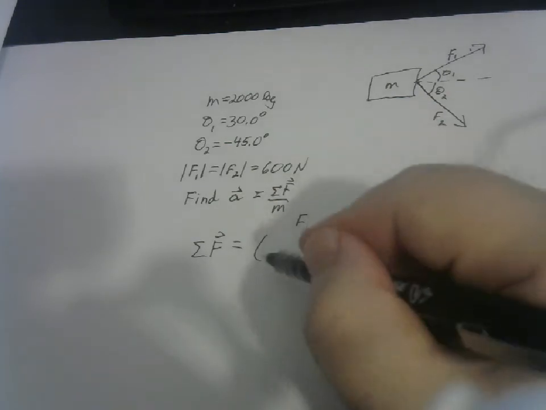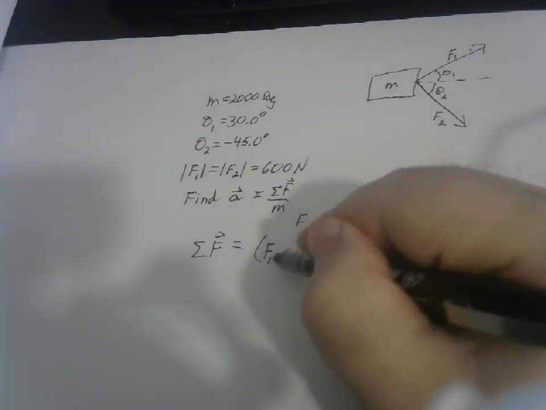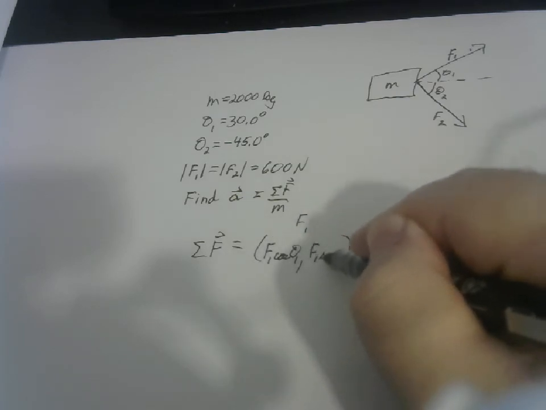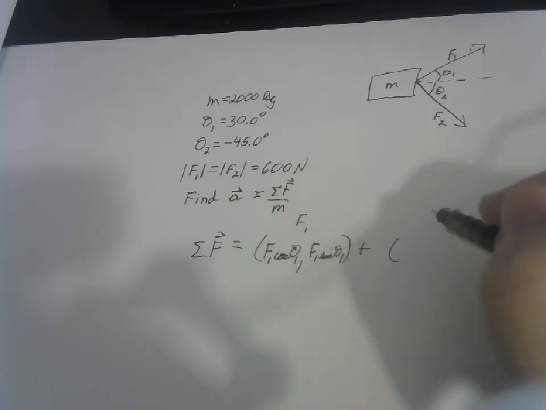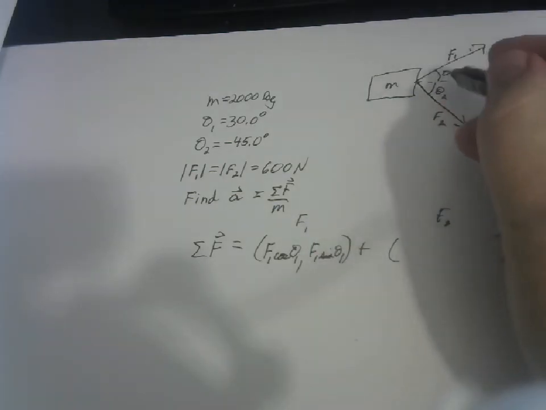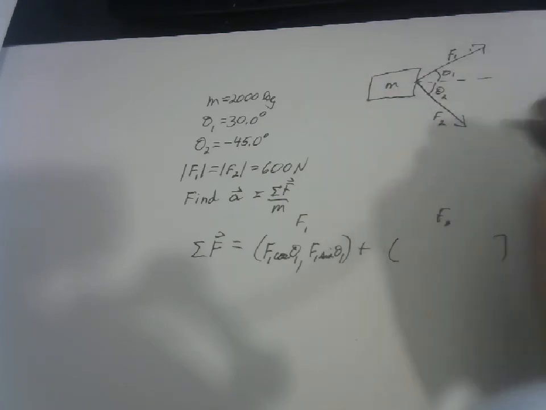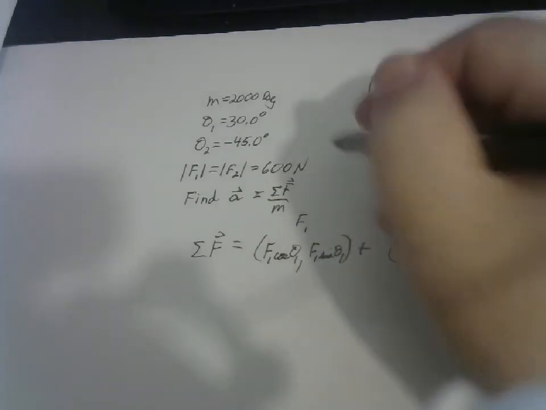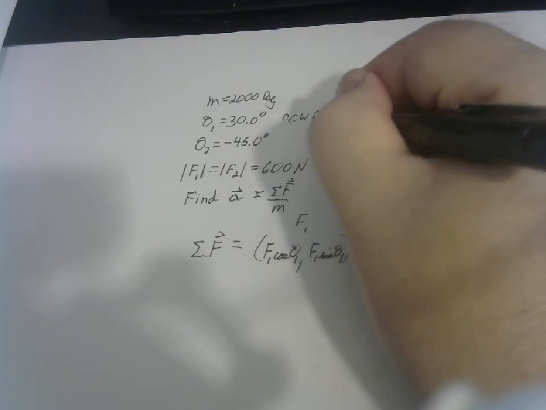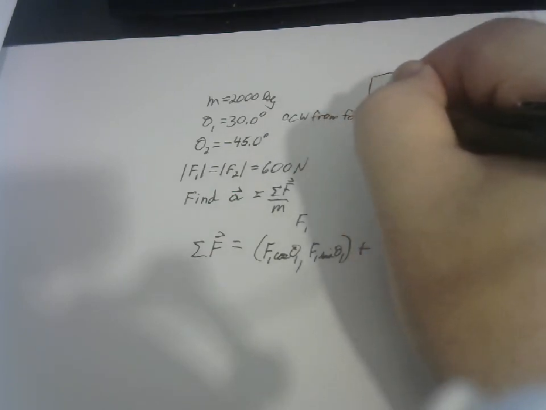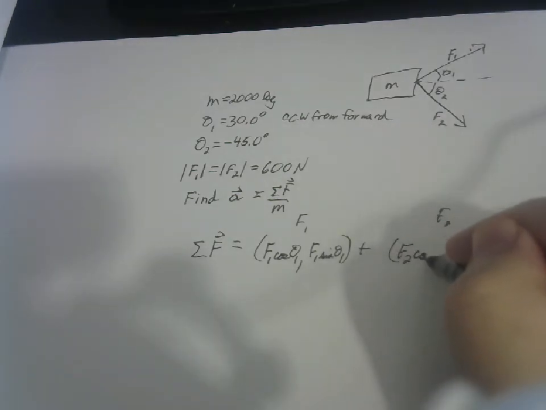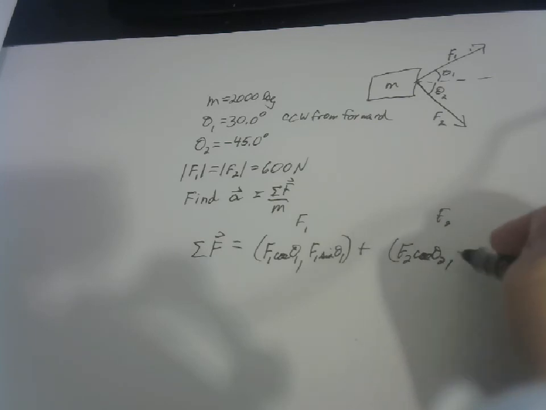And force 1 is going to be F1 cosine theta 1, comma F1 sine theta 1. Because these are both measured counterclockwise, both of these angles are measured counterclockwise from the forward direction. We'll just use that description as theta is counterclockwise from forward, or left from forward. And this will be for F2 cosine theta 2, comma F2 sine theta 2.